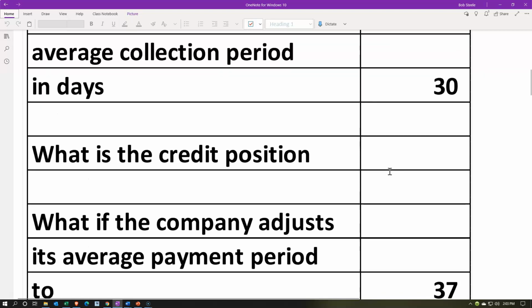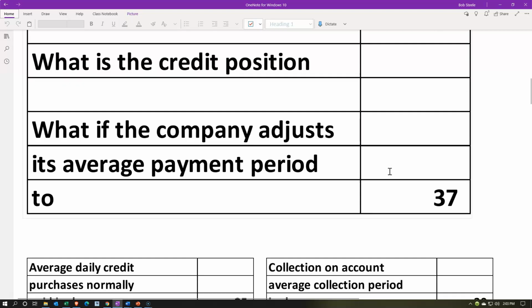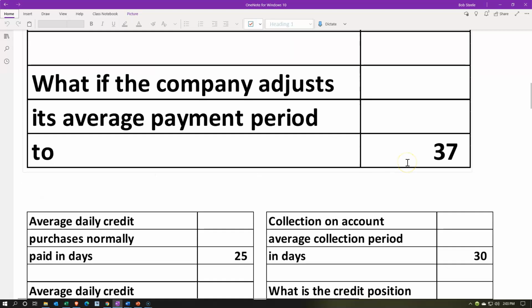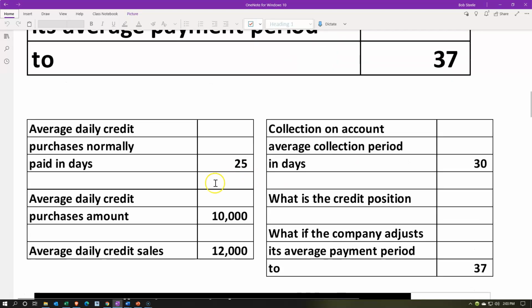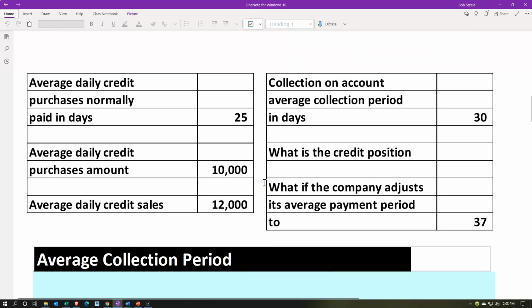So then we want to think about what is the credit position. What if the company adjusts its average payment period to 37? We'll take a look at the first scenario, and then we'll make an adjustment and do this again. Here's a smaller component of our information. To do this, we need to figure out what our average receivables are and what our average payables are, because that's what we are extending in credit and what we are getting in credit. Then we'll take the difference between the two to think about what our net credit position is.